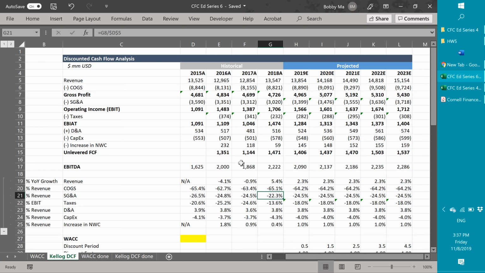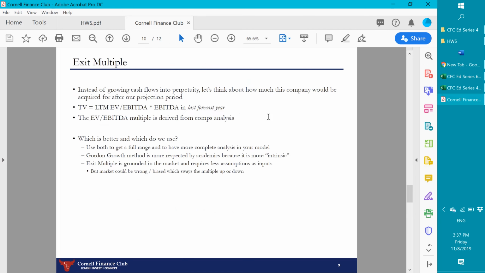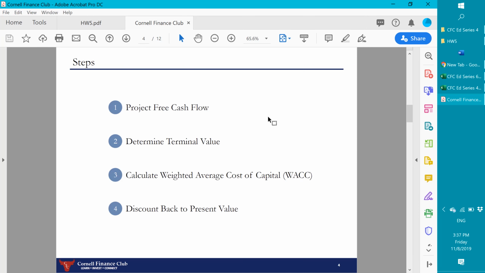Cool. So basically today we'll be doing steps 2, 3, and 4 of the DCF. Going back to our PowerPoint from last week, we've done step 1, which is project free cash flow. Then we're going to go out of order. We're going to calculate weighted average cost of capital first, determine our terminal value, and then discount it back to the present value.